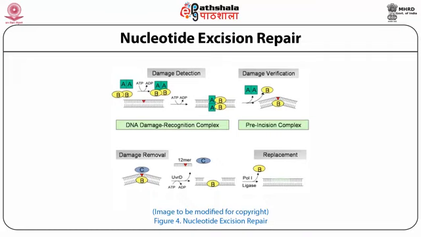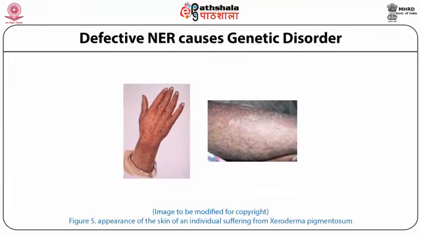This step also requires energy from ATP hydrolysis. A helicase, UvrD, then helps unwind and release the single strand between the two cuts. The gap is then filled by the action of DNA polymerase 1, and DNA ligase seals the nick at the end. A defective nucleotide excision repair pathway causes genetic disorders like xeroderma pigmentosum.